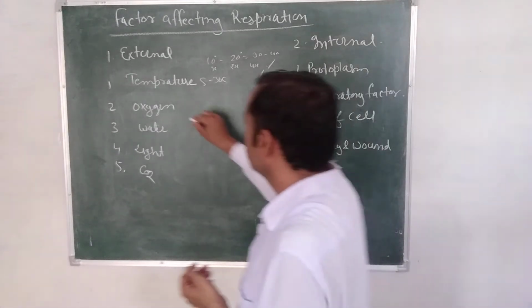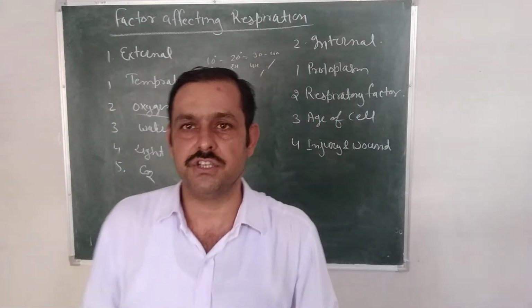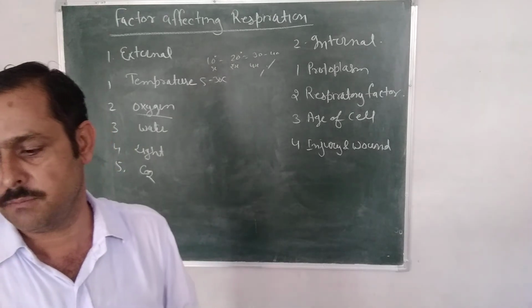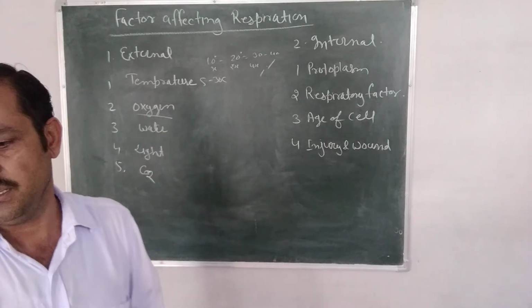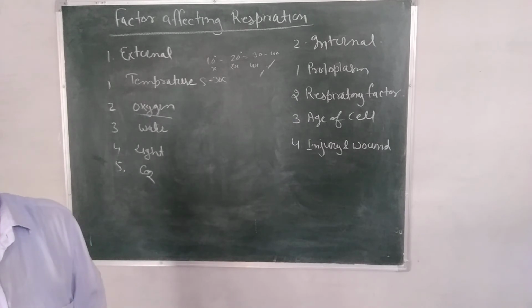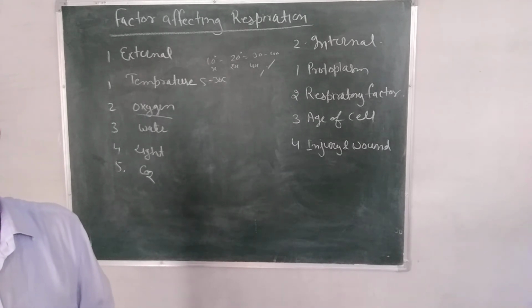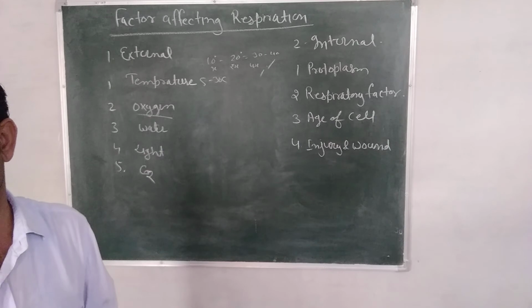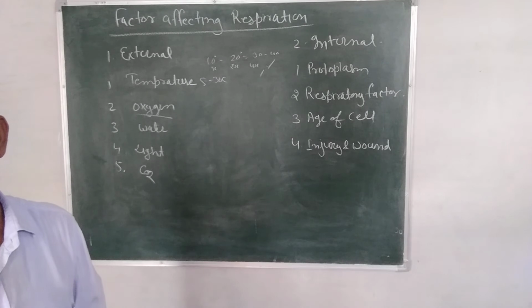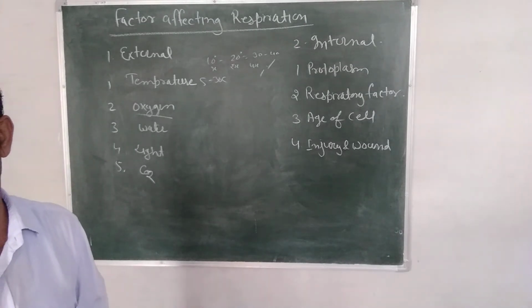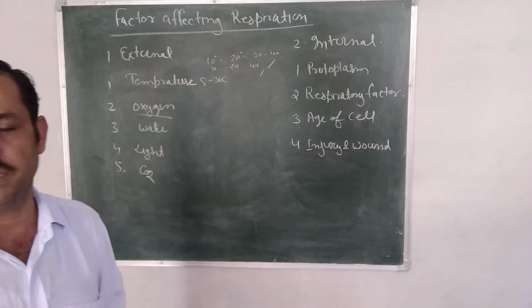Second, oxygen. As we know, oxygen is necessary for aerobic respiration because oxygen is the end electron acceptor in aerobic respiration. Both aerobic and anaerobic respiration can occur in low oxygen concentration. When the concentration of oxygen reaches zero, then only anaerobic respiration occurs. The respiratory quotient at this stage is infinite.